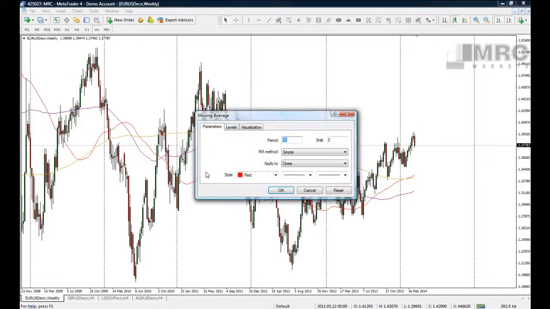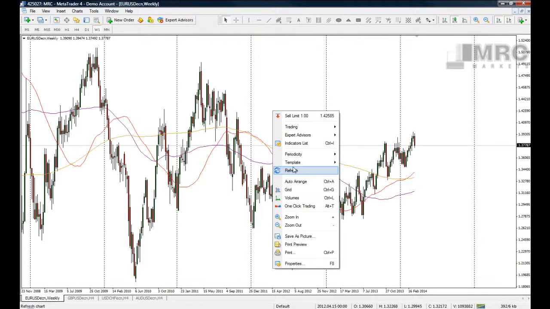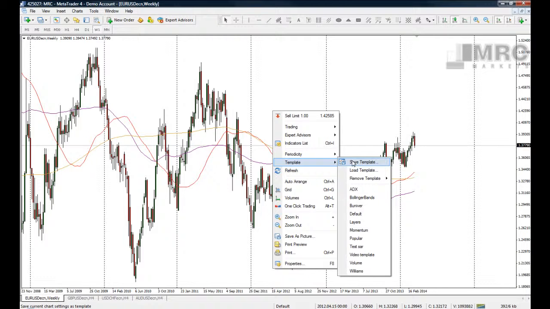Also, for any new followers out there, we have 3 moving averages on each of these charts, so that's meant to be a 50, not 55. The red one is a 50 simple moving average, the purple is a 100 simple moving average, and the gold is a 200. So I'm just going to quickly update this template here.